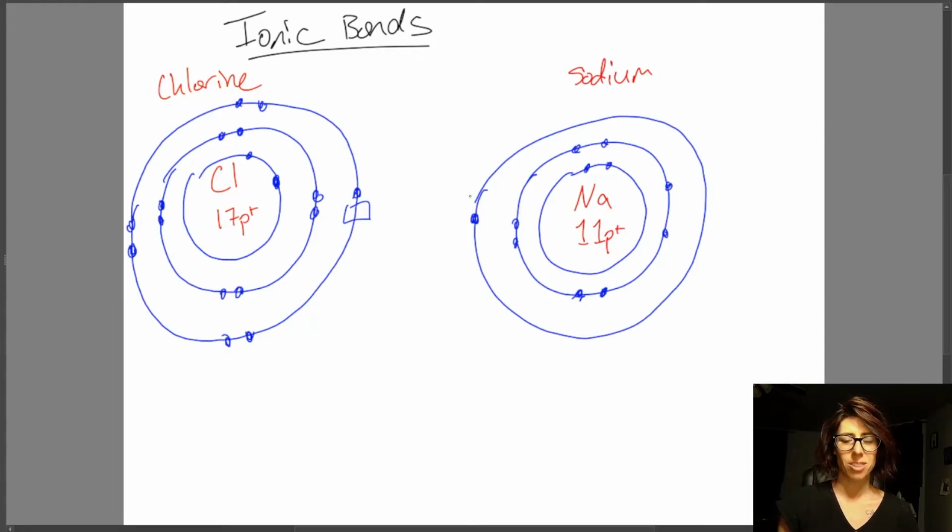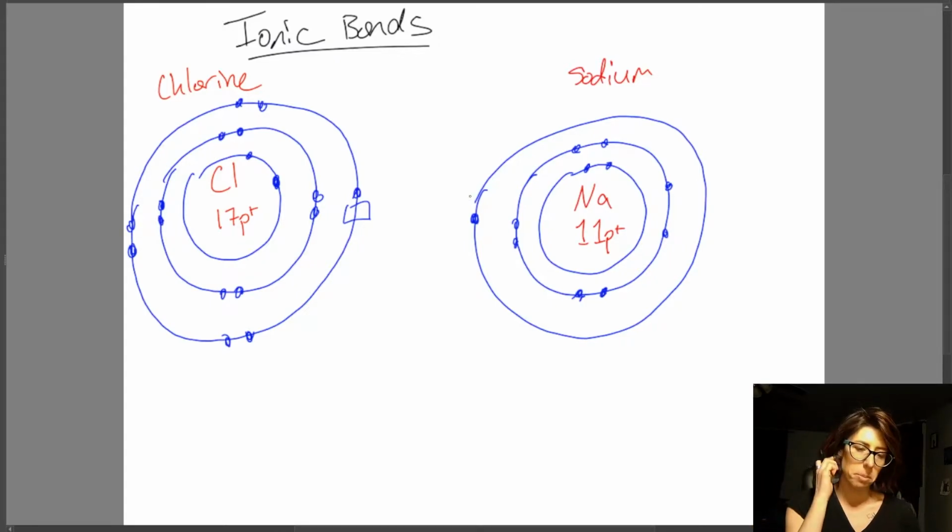It could gain 7 electrons, maybe. That'd be kind of difficult because it's only got 11 protons in its nucleus. They're not really going to attract 7 more electrons. It's much easier for sodium to simply lose the outermost electron that's all by itself, and that leaves it with a complete valence shell beneath it.